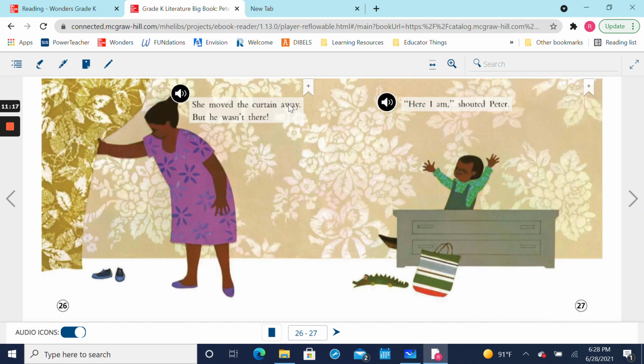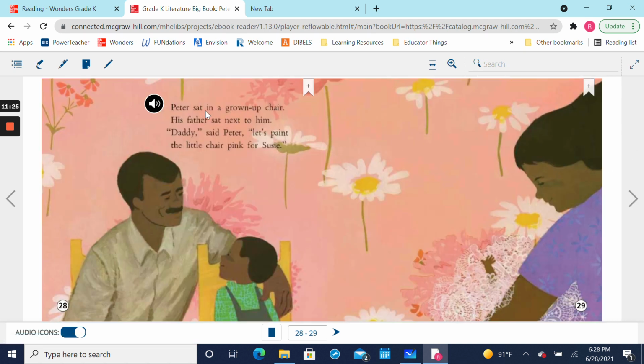She moved the curtain away, but he wasn't there. "Here I am!" shouted Peter. Peter sat in a grown-up chair. His father sat next to him. "Daddy," said Peter, "let's paint the little chair pink for Susie."